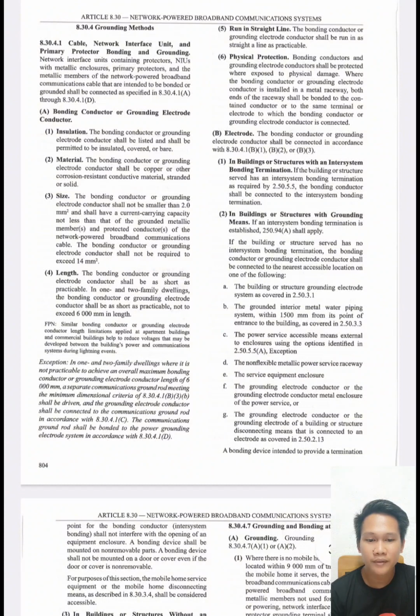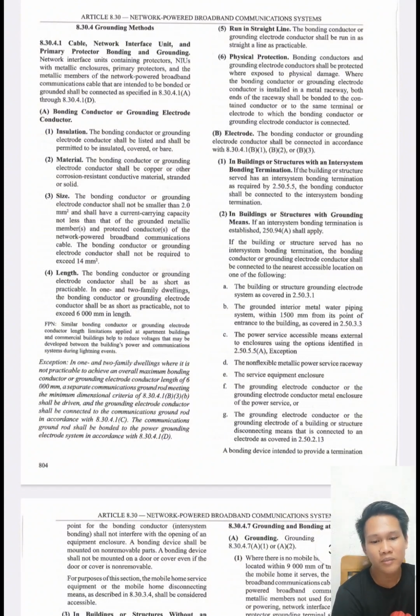So next we have fifth, run in straight line. The bonding conductor or grounding electrode conductor shall be run in as straight a line as practicable. Sixth, we have physical protection. Bonding conductors and grounding electrode conductors shall be protected where exposed to physical damage. Where the bonding conductor or grounding electrode conductor is installed in a metal raceway, both ends of the raceway shall be bonded to the contained conductor or to the same terminal or electrode to which the bonding conductor or grounding electrode conductor is connected.